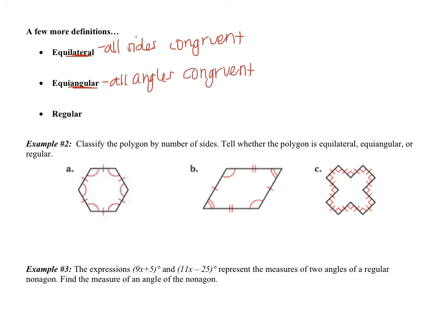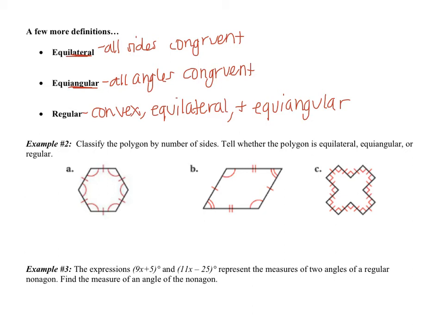All the angles are congruent, so all the angles are the same. And a regular polygon is a convex polygon, so it can't be concave, it can't have any parts caving in. It's convex, it's equilateral, and it's equiangular. So convex, there's nothing caving in, all the sides are congruent, all the angles are congruent.